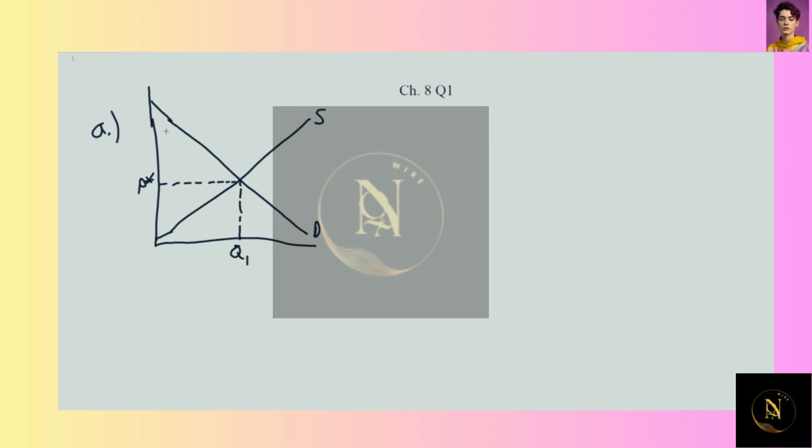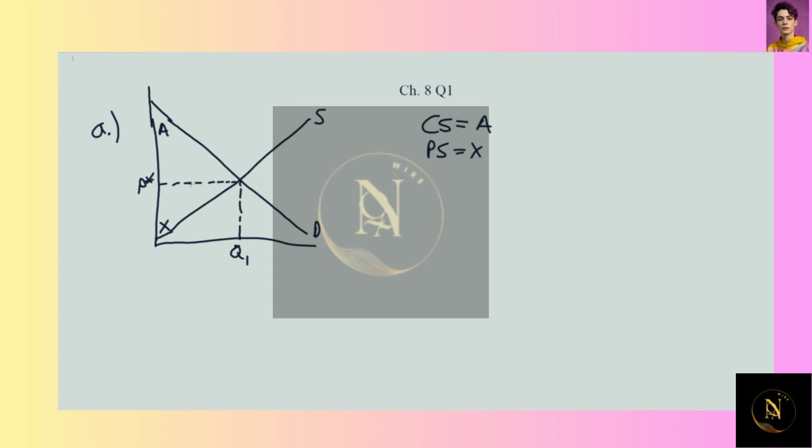We also want to identify the consumer surplus and the producer surplus. I'm going to put consumer surplus here and producer surplus, that triangle there. So consumer surplus is A, and producer surplus is that whole triangular region X down there.